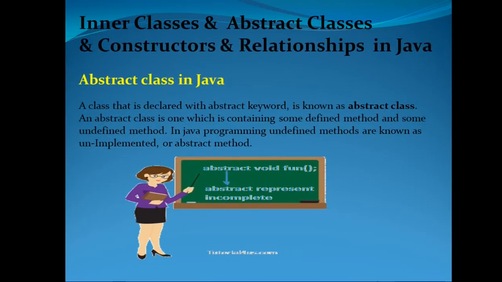Abstract class in Java: a class that is declared with the abstract keyword is known as an abstract class. An abstract class is one which contains some defined methods and some undefined methods. In Java programming, an undefined method is known as an unimplemented or abstract method. Here is the example of an abstract method: abstract void function, then semicolon. Abstract represents incomplete. Please note this diagram. This is very important.